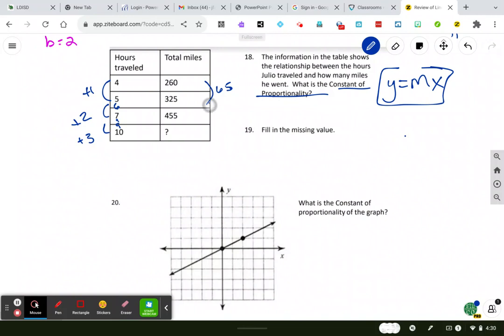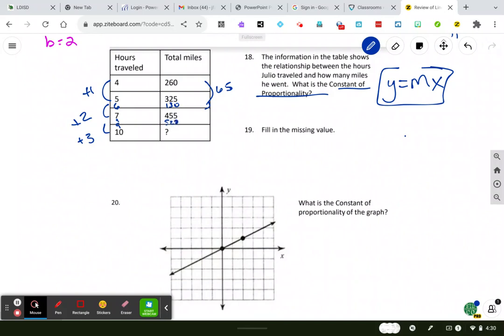So let's add another 65 for 6 hours. That would make 6 hours 130. Well, we know that if we add another 65, so 325 plus 130 is 455. So that's where he's at 7 hours. Where is he at 8 hours? Well, let's add the 65. So that brings that up to 520.